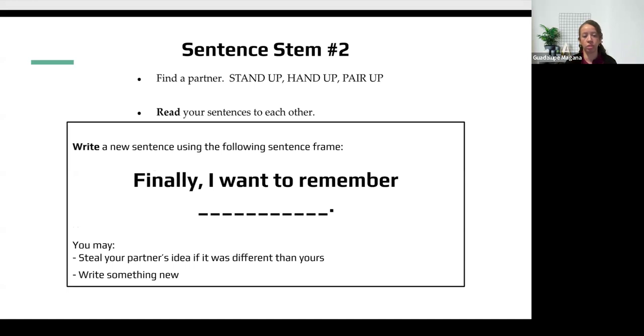So now they have two sentences, and then the third one will be here. Finally, I want to remember. And they fill in the blank. And this can be, again, you can go on to probably write 5 sentences if you wanted to, depending on how much context you want them to get.